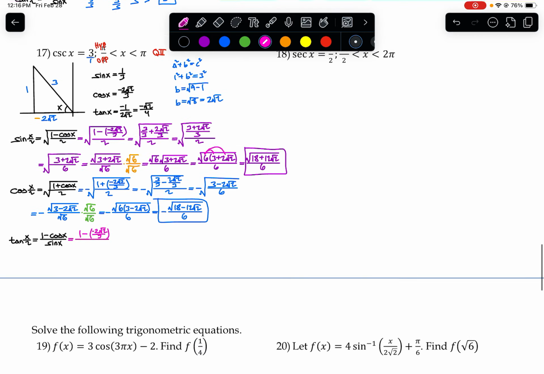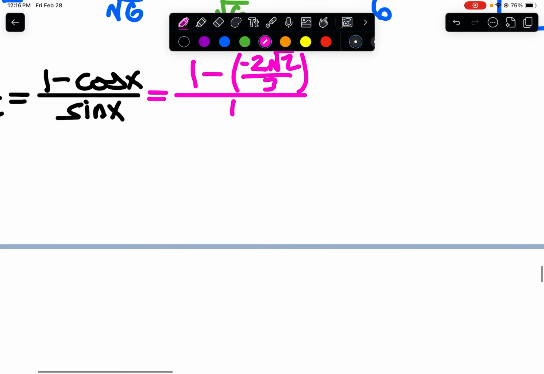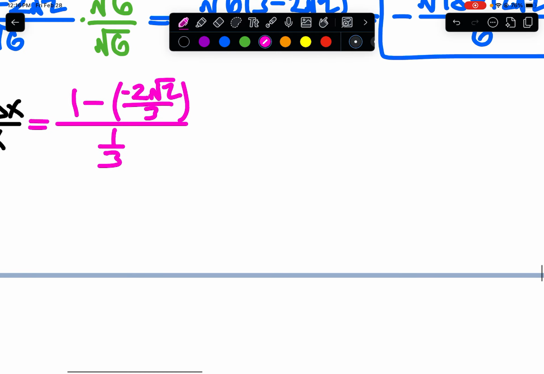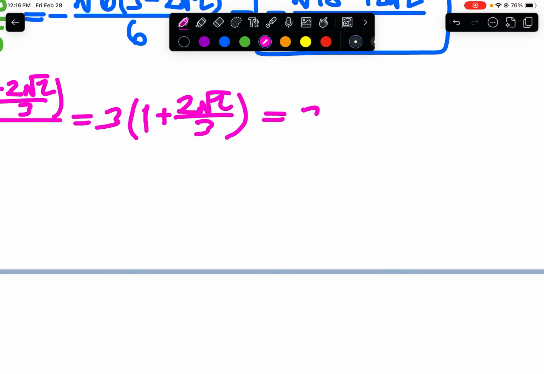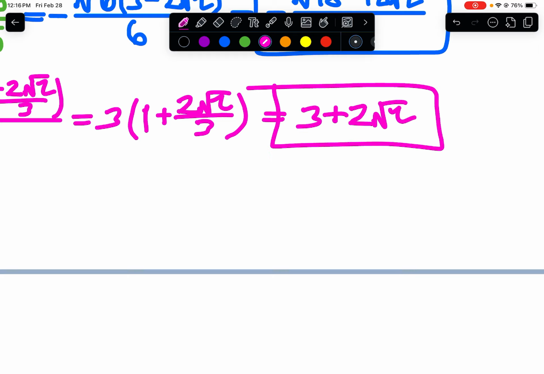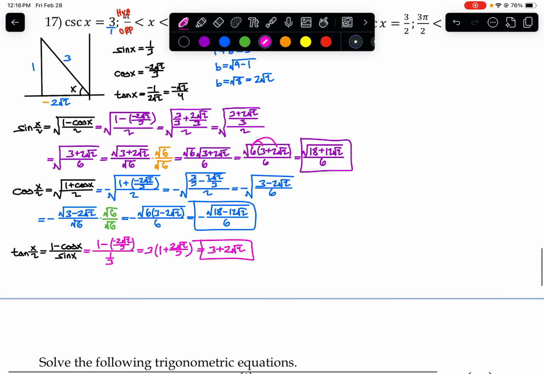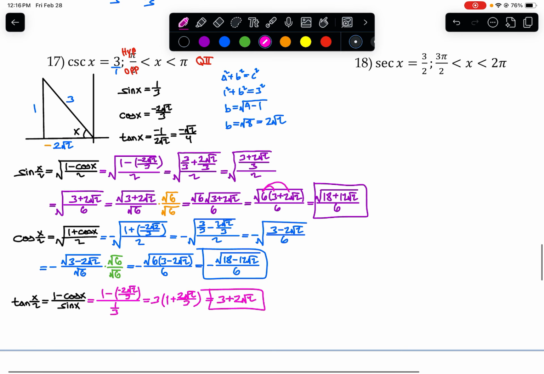Over sine of x, which is going to be 1/3. So I'm going to go ahead and multiply by the reciprocal. So I'm going to multiply the numerator essentially by 3. Then 1 plus 2 root 2 over 3. And then distribute the 3. So this is going to be 3 plus 2 root 2. Tangent was nice. Thank you, tangent. Whew. That was a really long problem, but it was a good problem.